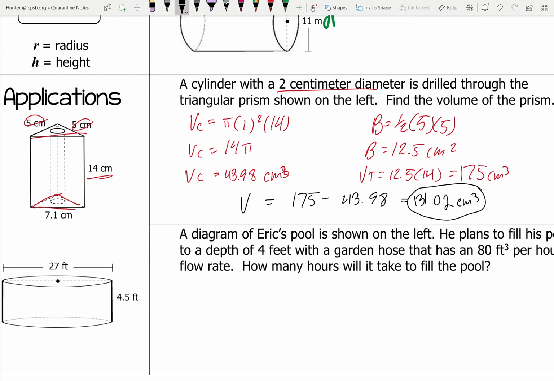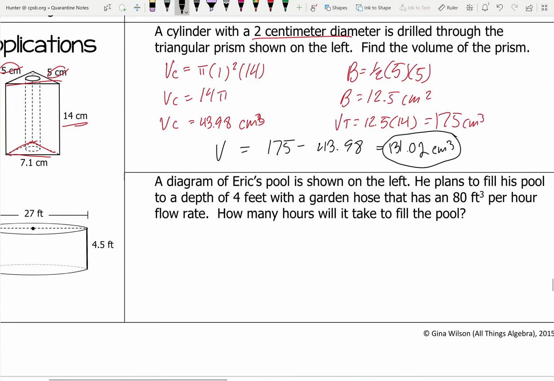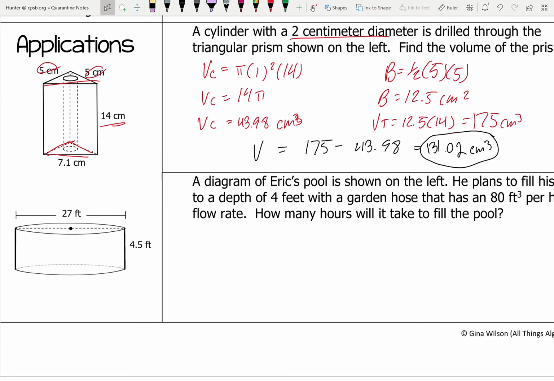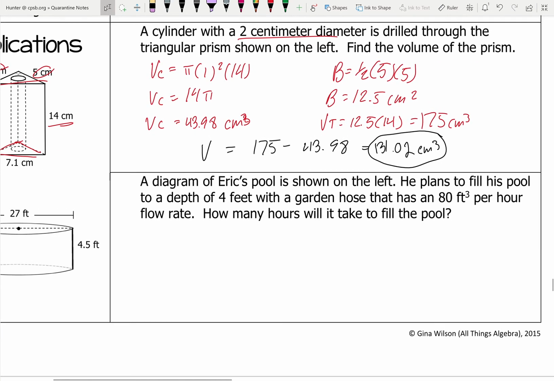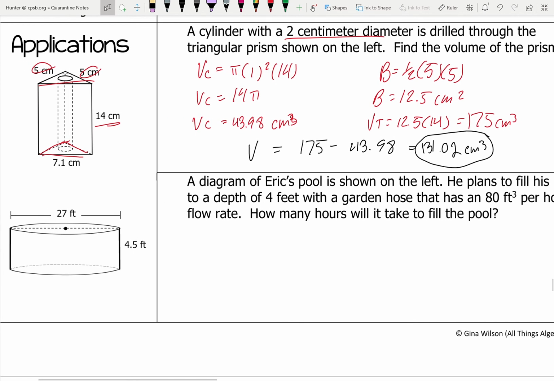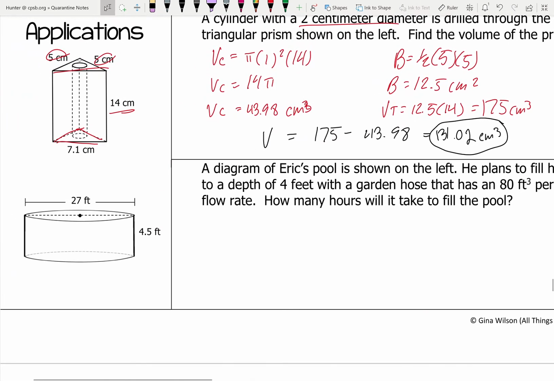A diagram of Eric's pool is shown on the left. He plans to fill his pool to a depth of 4 feet with a garden hose that has an 80 feet per hour flow rate. How many hours will it take to fill the pool? Ooh, this one is different. Oh, it sounds fun. So, break it down. Plans to fill his pool to a depth of 4 feet with a garden hose that has an 80 foot cubed per hour flow rate. So, he's trying to go about right here, right? 4 feet.